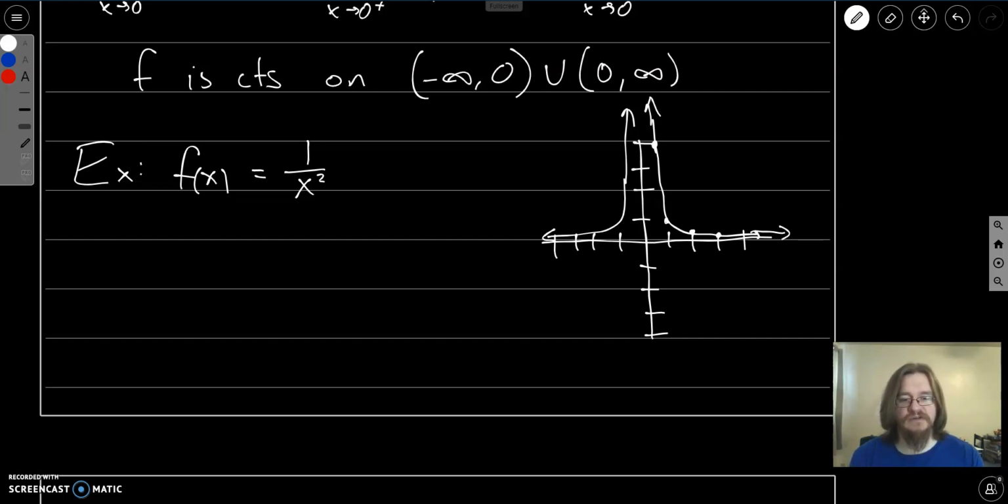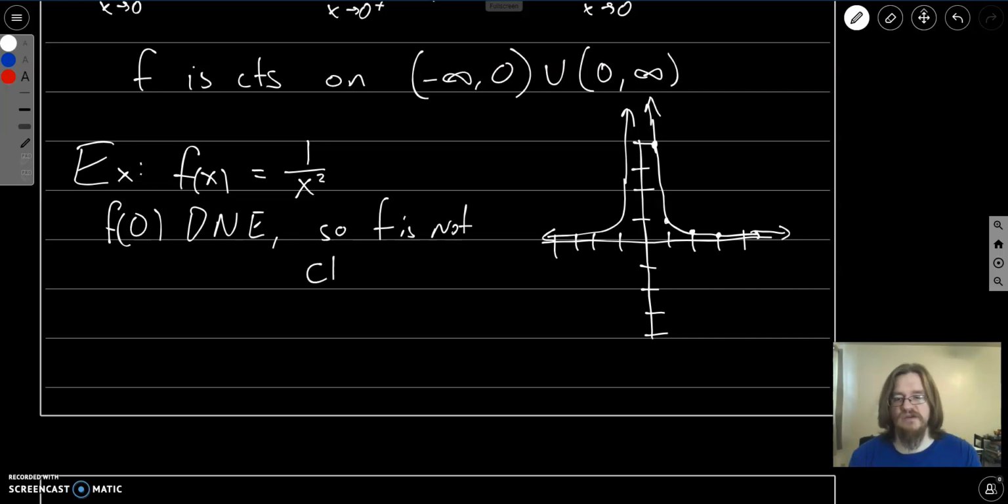Well, again, at 0, I can't plug 0 into this function. f of 0 does not exist, so f is not continuous at x is equal to 0. And again, we just can't plug 0 into the function, so our function is automatically discontinuous. We'll have to lift our pen up.